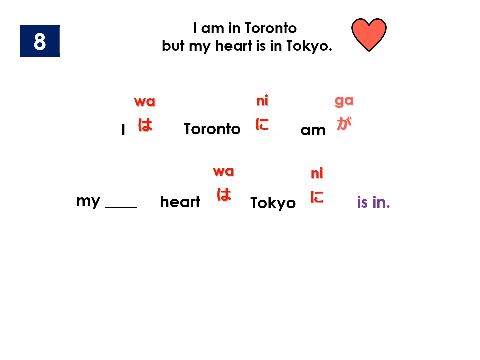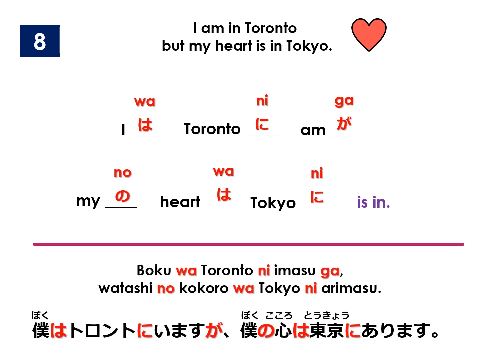The verb am takes the particle ga to indicate but, and my takes the particle no to indicate possession, my heart. And in Japanese we say, 僕はトロントにいますが、僕の心は東京にあります。I'm in Toronto, but my heart is in Tokyo.